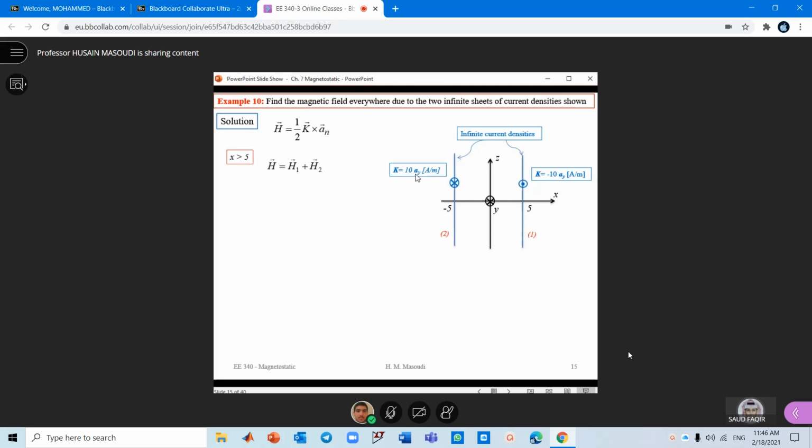For the second one, AN is the same, which is AX. Right? Minus AX cross with AY. The second one is AY. AY, you will cross it with AX. So this is a minus AZ. And the previous one was positive AZ.